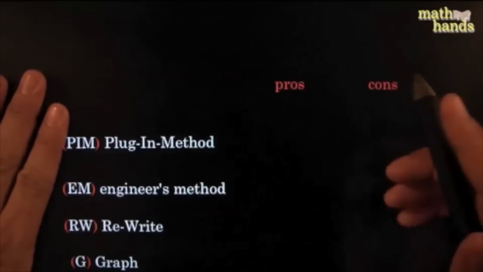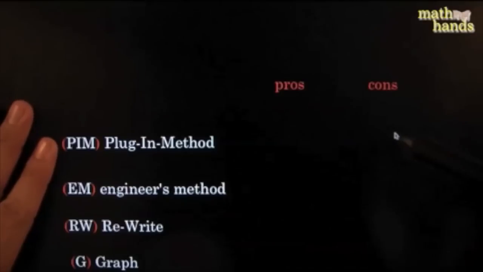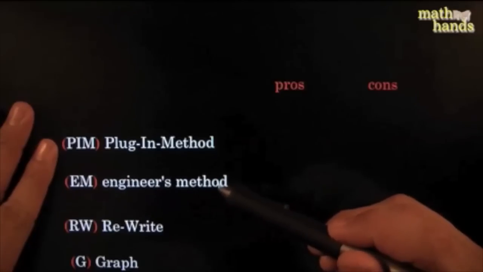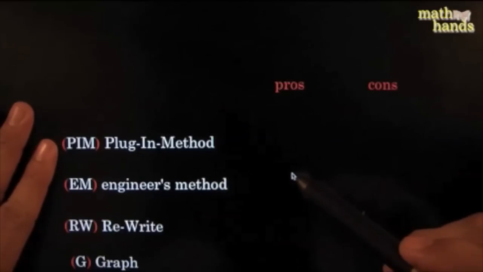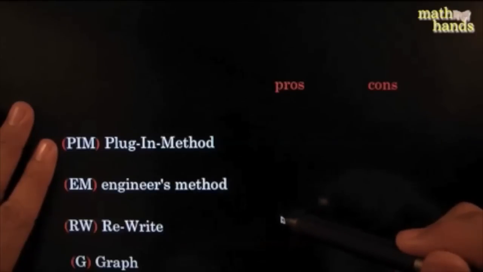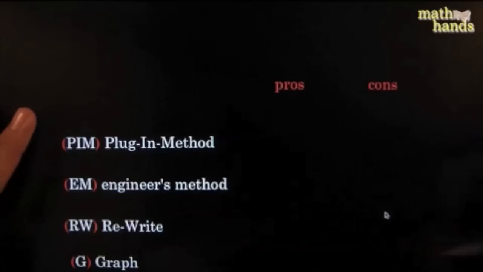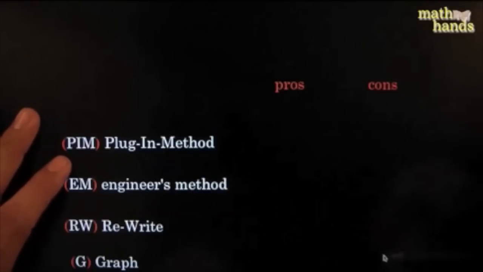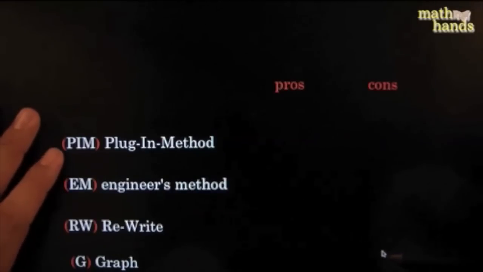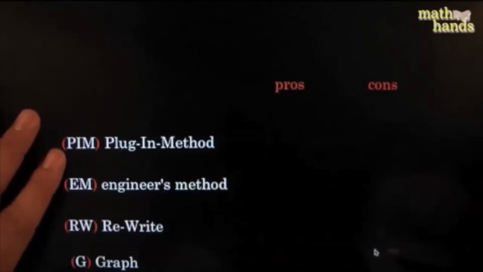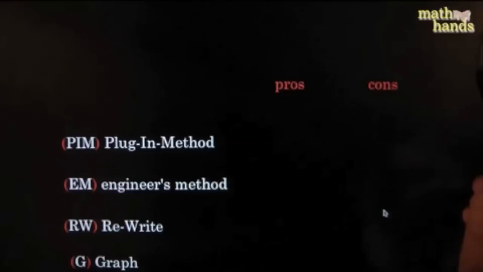The plug-in method, it's easy. The constants, you get an indeterminate form. The engineer's method, it's very, very intuitive. It's a good way to introduce limits. The problem, it's a guess. The rewrite method, very, very nice when you can do it. The problem is sometimes you can't rewrite it. The graphing, very, very intuitive, almost like the engineer's method. The problem is similar. Sometimes it's not a famous graph, so you just end up plotting points like the engineer's method.